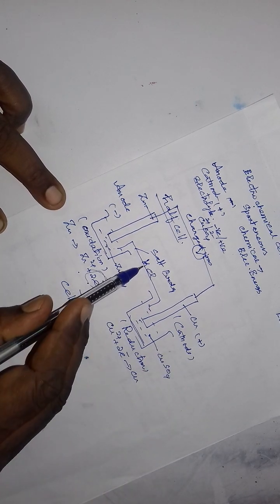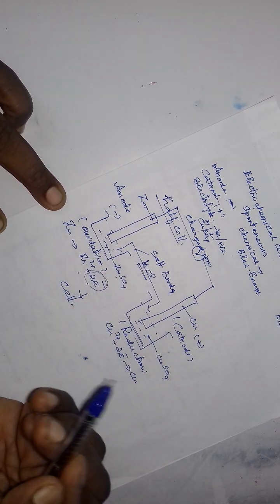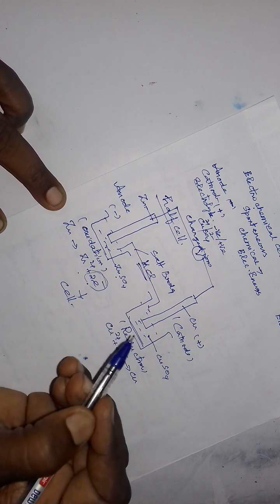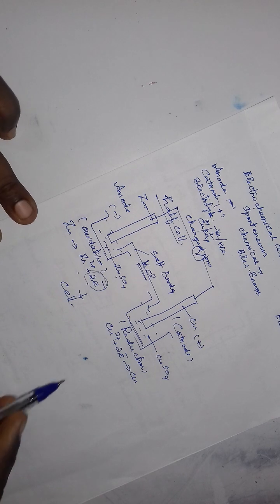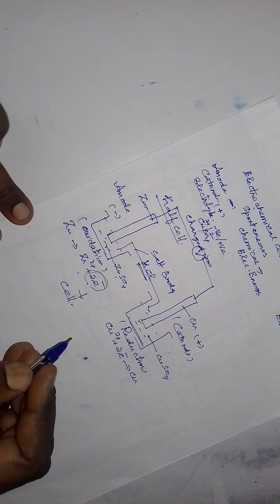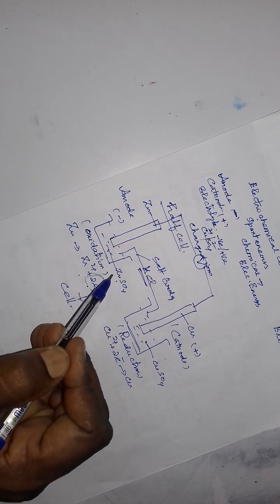That is why the potassium ions maintain the neutrality. The function of potassium chloride is to maintain the neutrality in the cell in this cell reaction. So this is called half cell reaction. Now, what is junction potential? This is the junction potential between the electrodes.